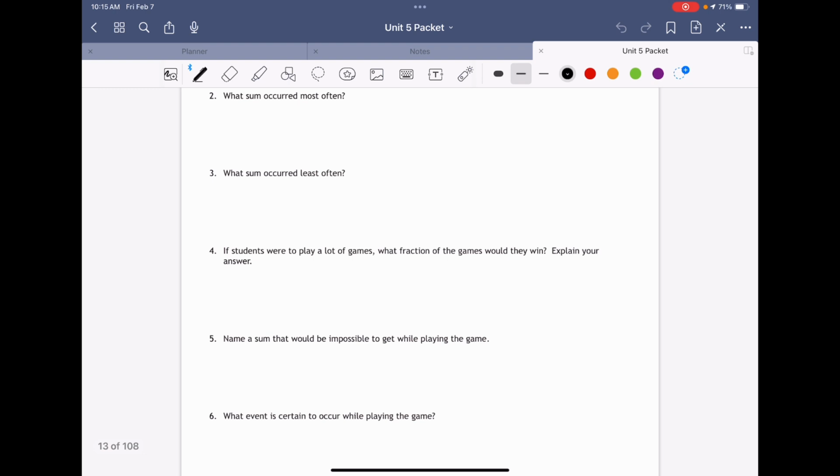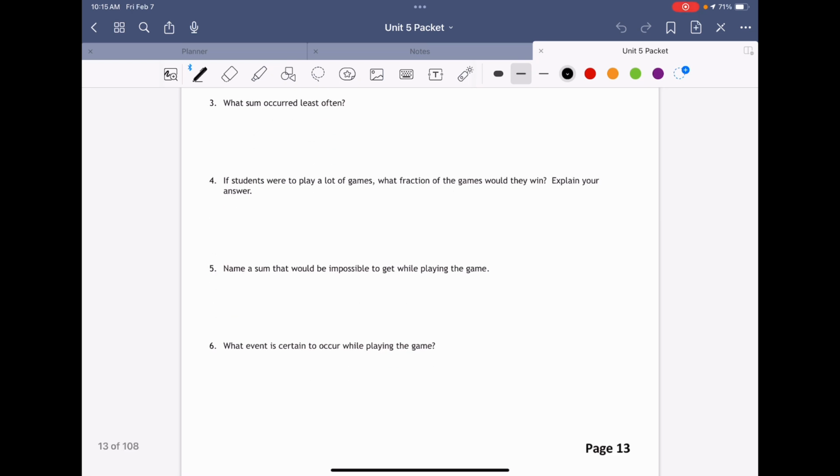It says, name a sum that would be impossible to get while playing the game. Well, the most you can get on the spinner is 4. So if you spin 4 twice, 4 plus 4 would be 8. Anything greater than 8 would be impossible because there are no numbers that are going to add to a value greater than 8.